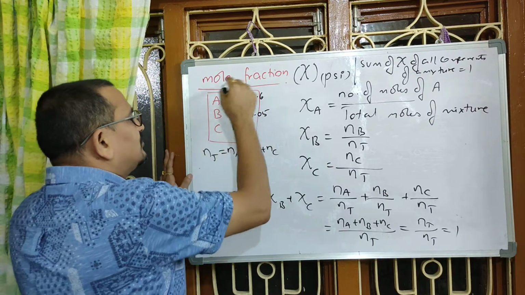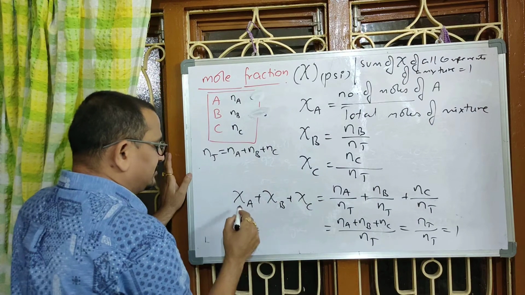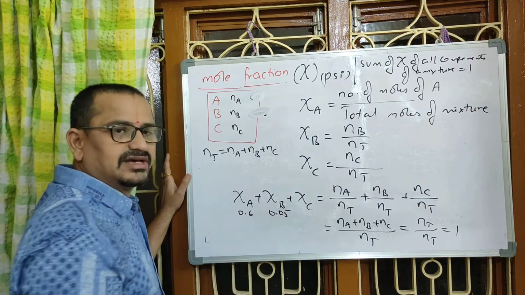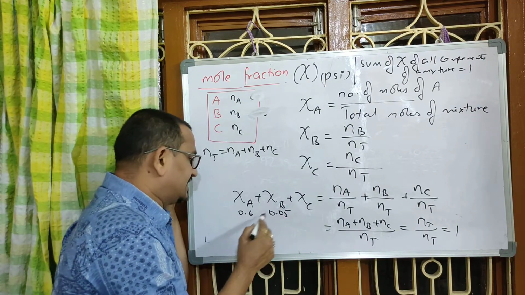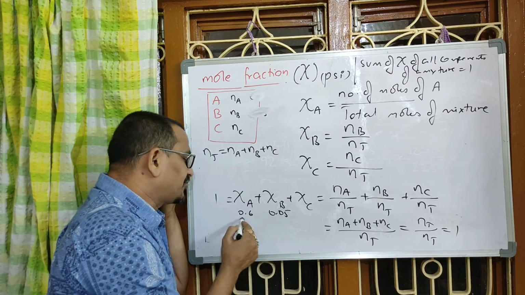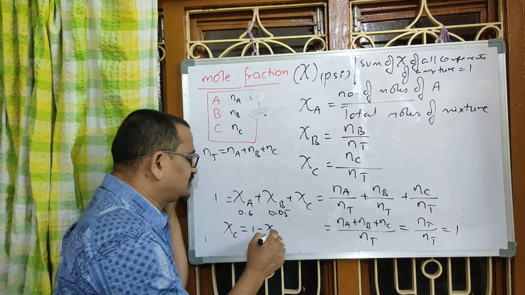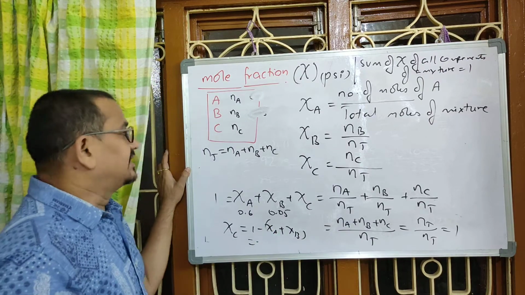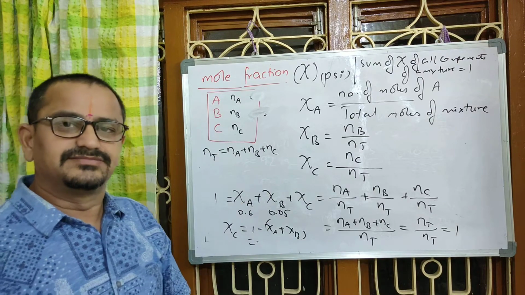As the sum of these three mole fractions, not moles, should be 1, suppose you calculated 0.6 and 0.05, then you need not calculate this separately. As the sum of these three values should be equal to 1, subtract 0.65 from 1. Mole fraction of C is 1 minus the mole fraction of A plus the mole fraction of B. This relation helps us in saving time sometimes.